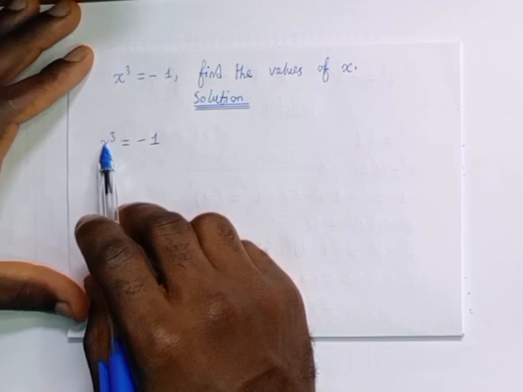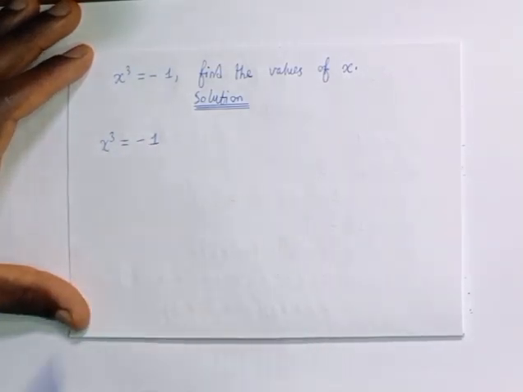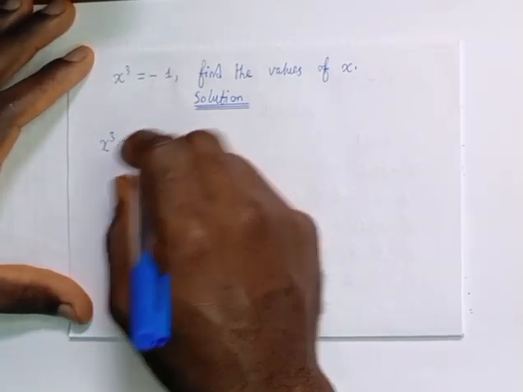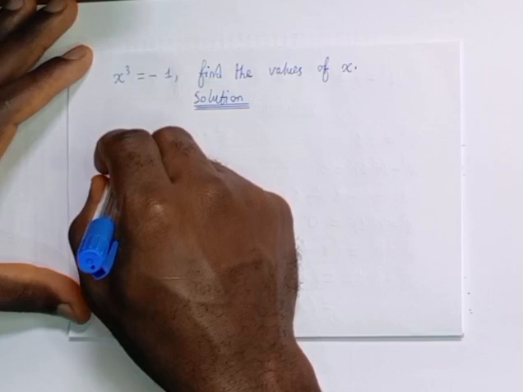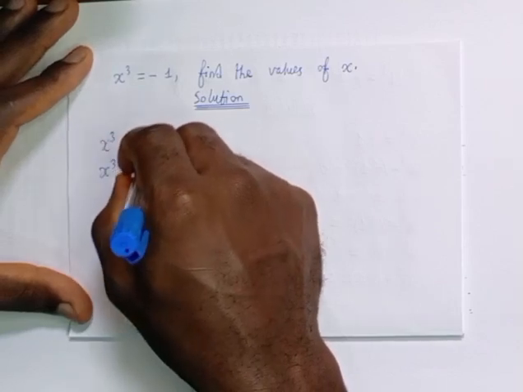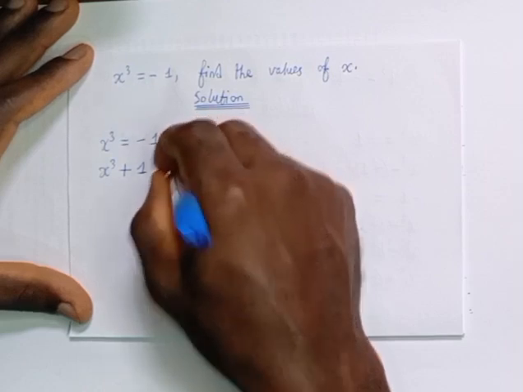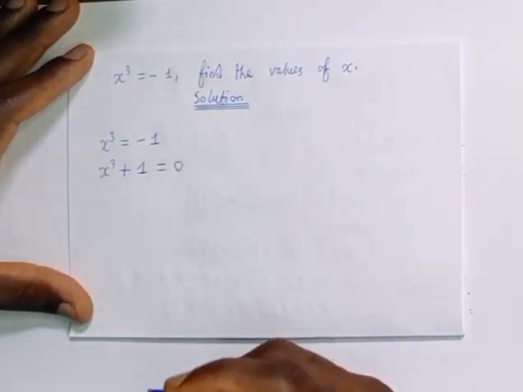This is a cubic equation. That means we are to obtain 3 solutions. First, we are going to start by transferring -1 to the left. This will give us x cubed. When -1 crosses to the left, it becomes positive, is equal to 0. This will give us x cubed plus 1 equal to 0.